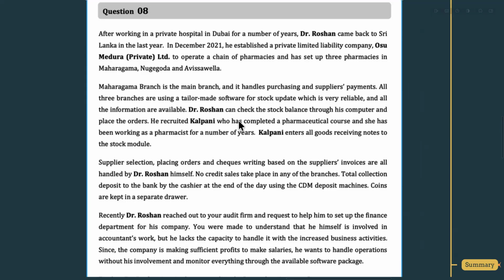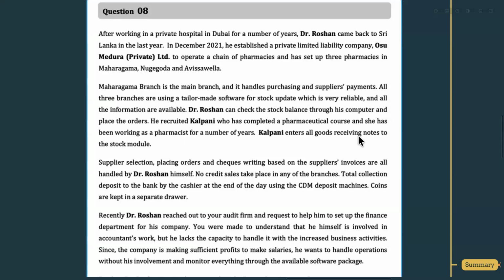Now, he recruited Kalpani, who has completed a pharmaceutical course, and she has been working as a pharmacist for a number of years. That's also good. Qualified person. Kalpani enters all goods receiving notes to the stock module. That's the problem now, my dears. She has done a pharmaceutical course and she is working as a pharmacist. So she is the one who should issue the medicines to the customers. But still she is entering all the goods receiving notes to the stock module.